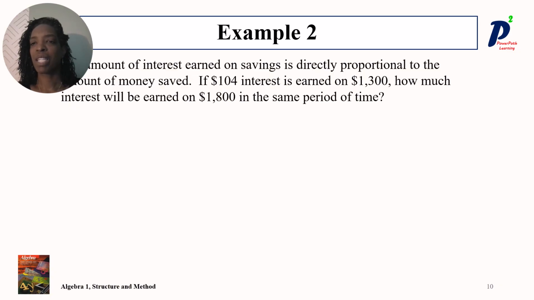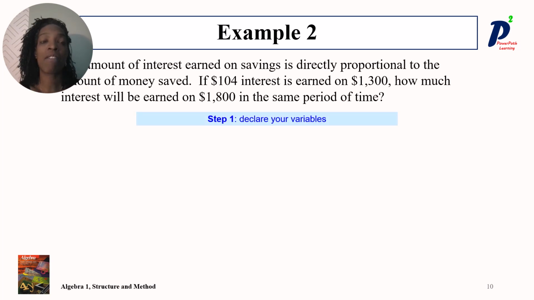Example 2. The amount of interest earned on savings is directly proportional to the amount of money saved. If $104 in interest is earned on $1,300, how much interest will be earned on $1,800 in that same period of time?